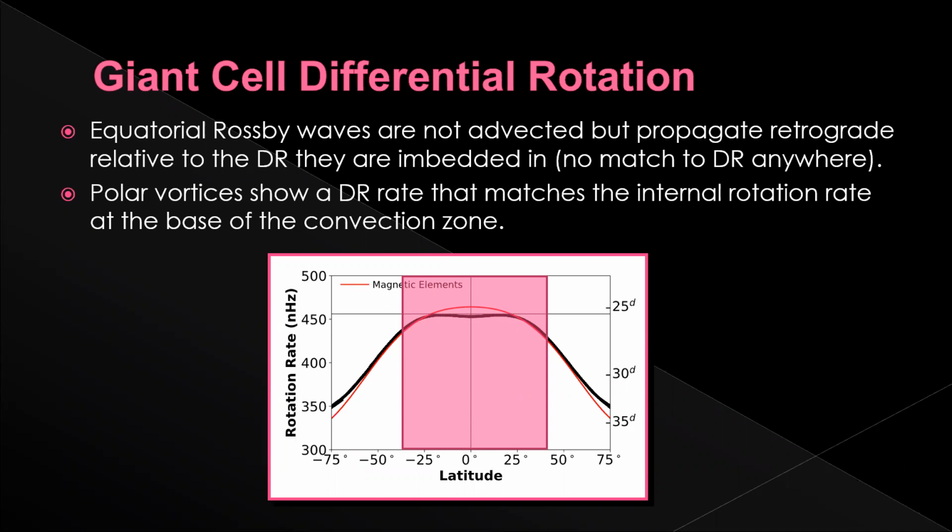Conversely, the polar vortices show a differential rotation rate that matches the internal rotation rate at the base of the convection zone. And so this really is confirmation that using this pattern tracking of these giant cells, we're actually able to probe down to the base of the convection zone, down to the tachocline, and really capture these flows.